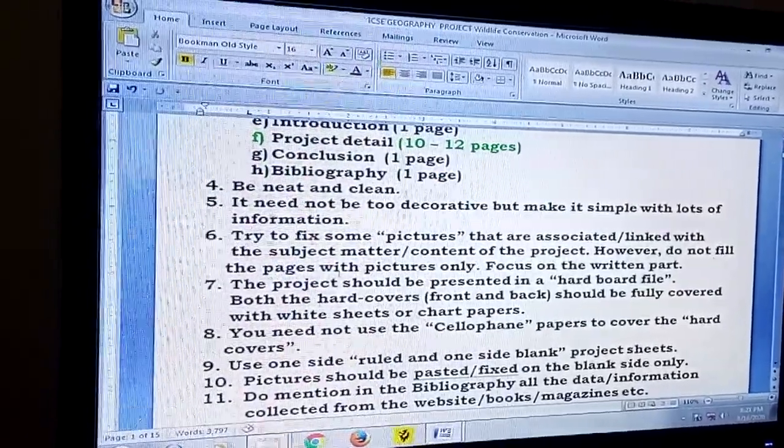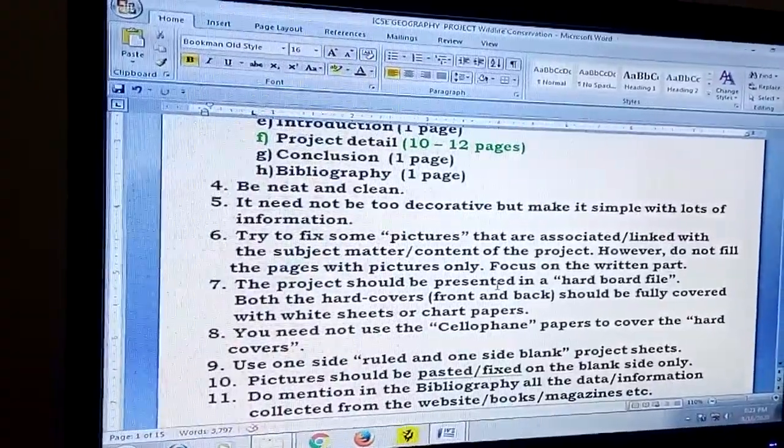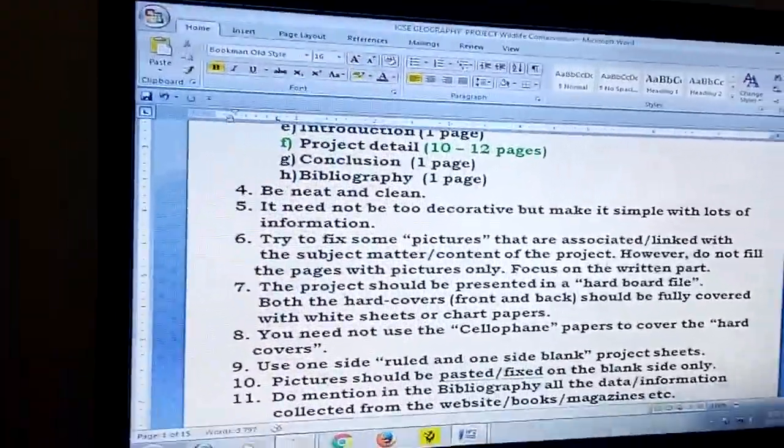Do not fill the pages with pictures only. Focus on the written part.